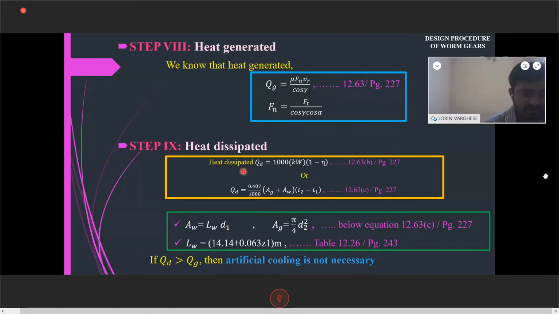Then heat dissipation is given by this equation. The dissipation may be by natural convection, or if forced convection is there, the heat will obviously dissipate. However, what we are doing is comparing heat dissipation and heat generation. If heat dissipation is greater than heat generation, obviously artificial cooling is not necessary because the heat rejected is greater than the heat generated, so it's in a cool condition. In the other case, artificial cooling is necessary and a fan should also be provided.